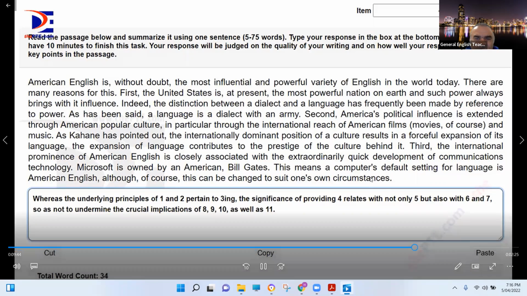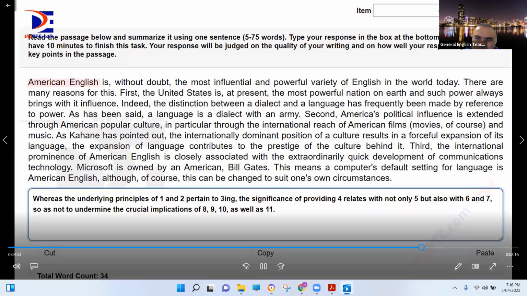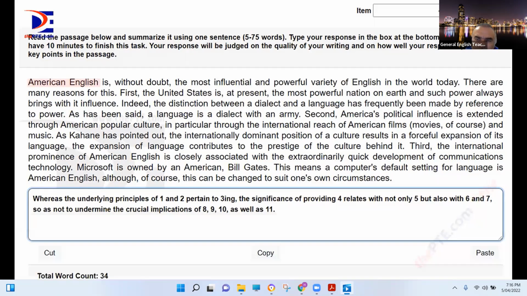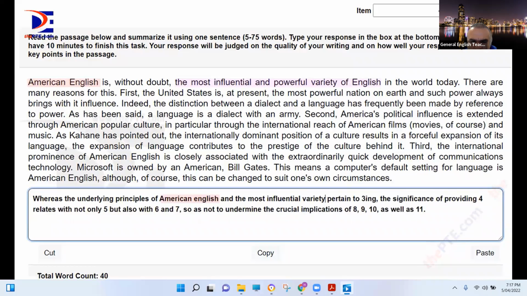Okie dokie. As you all noticed, the text was about 3 main reasons why American English has become the most influential variety of English in the world today. So we try to fill in the blanks with those content words that directly express these 3 reasons. So I use American English in blank number 1, and the most influential variety of English in blank number 2.